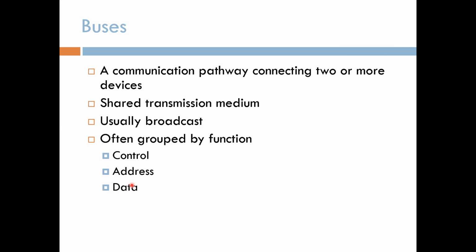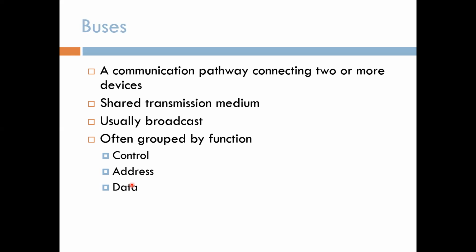So a bus is a communication pathway connecting two or more devices. It's a shared transmission medium, and it's usually broadcast in nature. So once a device has control of a bus, it only has one direction, and it takes full control of it. No one else is allowed on that channel, and that's it.